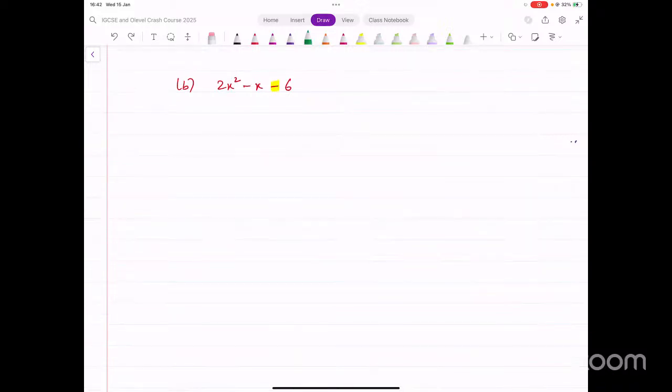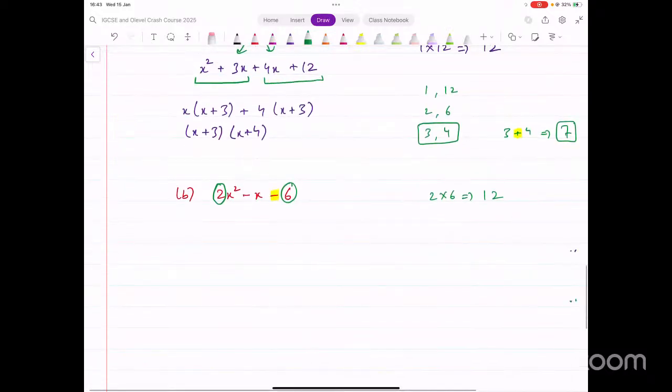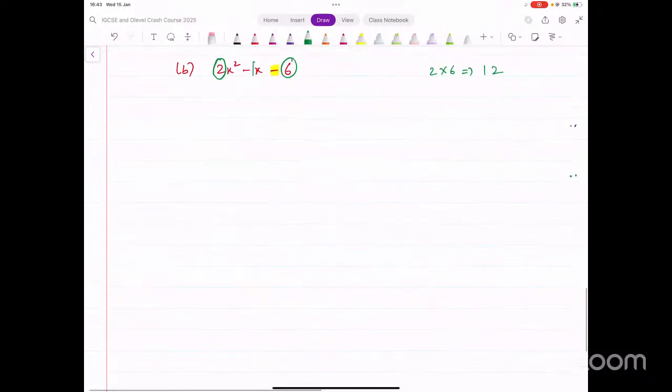Now, how are we going to factorize this particular expression? Let's start with the same process. First of all, multiply the coefficient of the first term and the constant term. Ignore the sign for now. Just multiply these two terms. What do you get from that? 2 into 6, again you're getting 12. But the middle term this time is negative x. So what's the coefficient of this? It's minus 1, right? The coefficient of x, the second term, is minus 1.